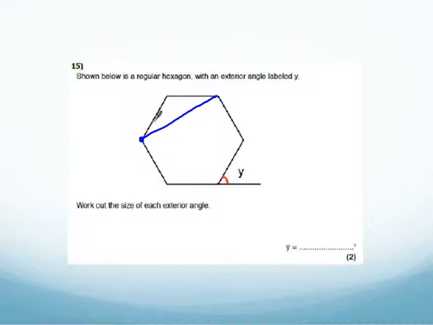So it's already connected to this corner. It's connected to this corner. I'm now connected to this corner. I'm now connected to this corner. And I'm already connected to this corner here. So this is 180 degrees. This is 180 degrees. This is 180 degrees. And this is 180 degrees.